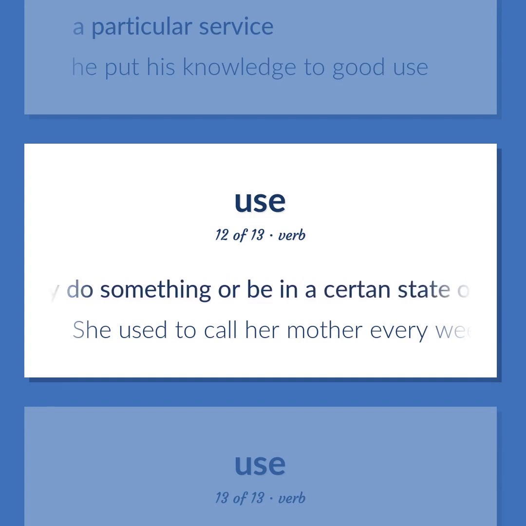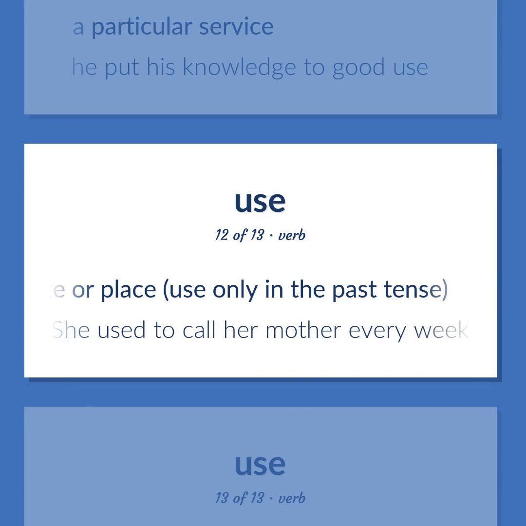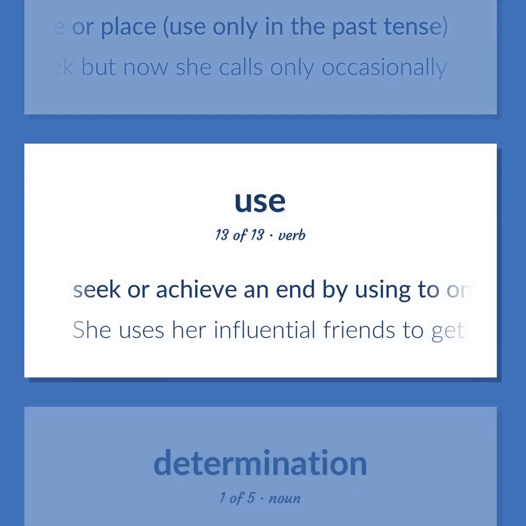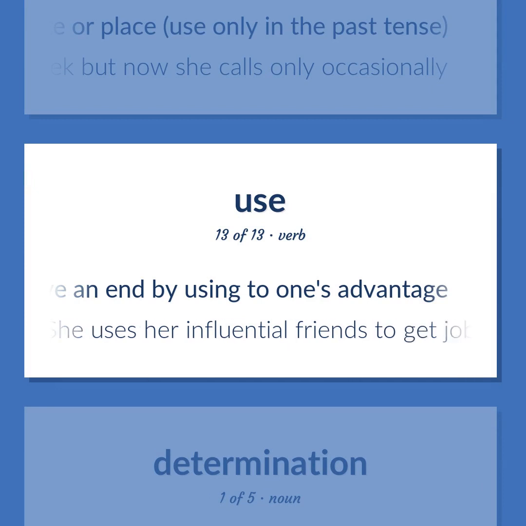Habitually do something or be in a certain state or place, used only in the past tense. She used to call her mother every week, but now she calls only occasionally. Seek or achieve an end by using to one's advantage. She uses her influential friends to get jobs.